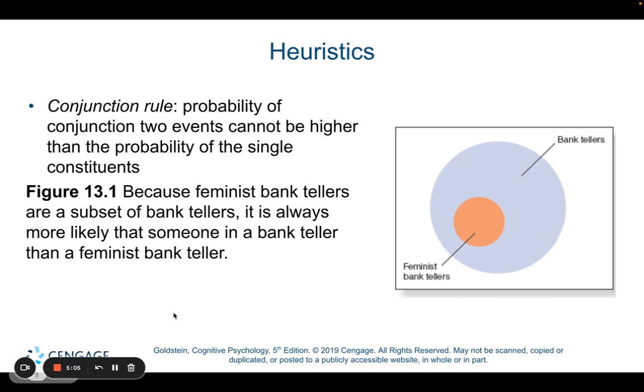With heuristics, there's also a term called the conjunction rule, which says that the probability of a conjunction with two events cannot be higher than the probability of the single constituents of that event. For example, in your book, it talks about a feminist bank teller being a subset of the bank tellers, and it's always more likely that someone is a bank teller than a feminist bank teller, but it doesn't mean that's always the case.